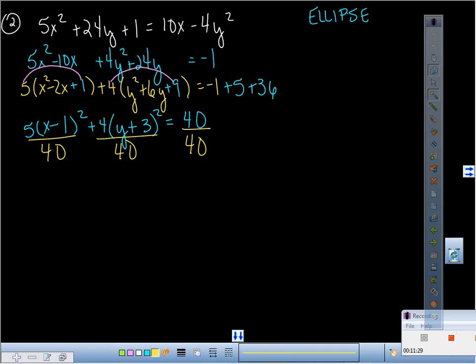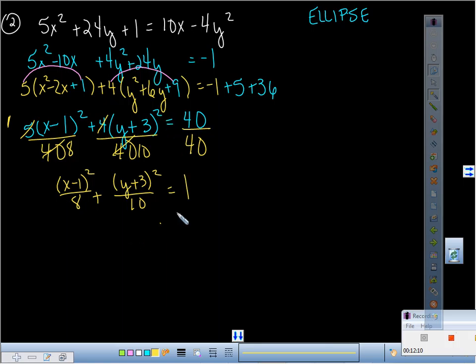Yep, they're all going to be pretty nice, because that's what the formula says on your sheet. So notice how nice that is. How many times does 5 go into 40? 8. So this is going to be (x minus 1) squared over 8 plus... How many times does 4 go into 40? So now we've got (y plus 3) squared over 10 equals 1. Now it looks just like your worksheet.